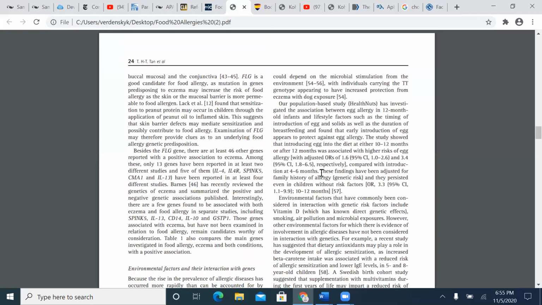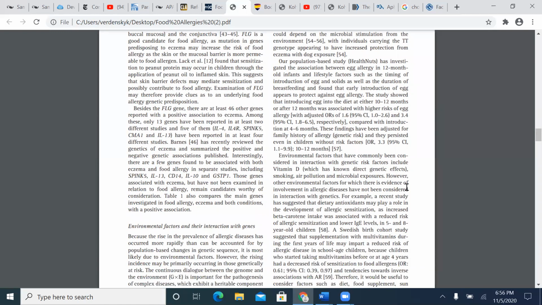I'm going to jump a little bit to the end of the sentence. So a lot of times if we read the beginning of the paragraph and the end of the paragraph, we might get a good idea of what the middle is talking about. These findings have been adjusted for family history of allergy, and they persisted even in children without risk factors.